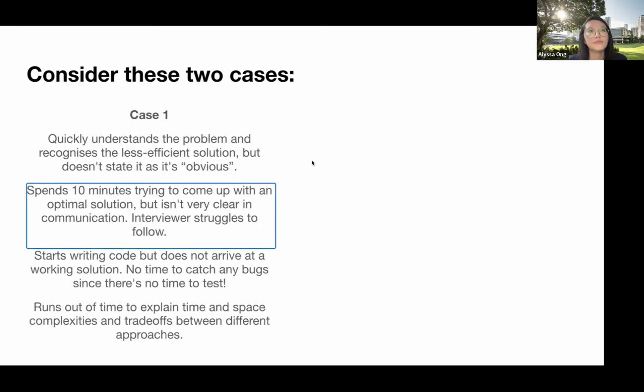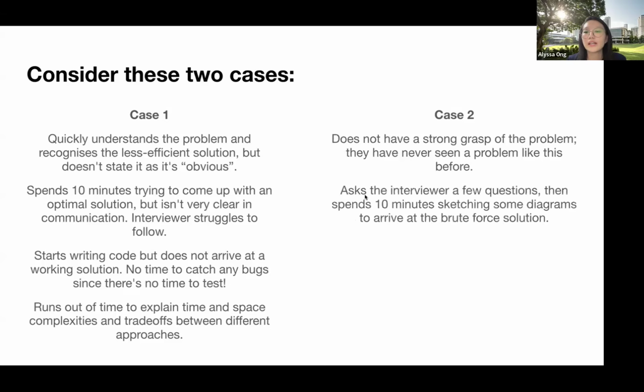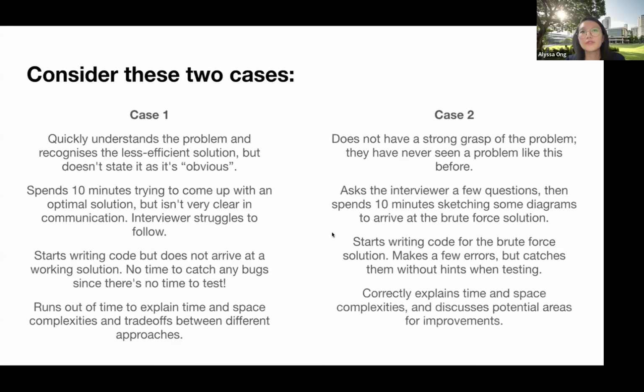In the second case, a candidate who implements the pre-coding tips will be evaluated as someone who does not have a strong grasp of the problem, because they have never seen a problem like this before. But they ask the interviewer a few questions, then spend 10 minutes sketching some diagrams to arrive at the brute force solution. Thirdly, they start writing code for the brute force solution, make a few errors but catch them without hints when testing, since they have time to test the code. And they also correctly explain time and space complexities and discuss potential areas for improvement.